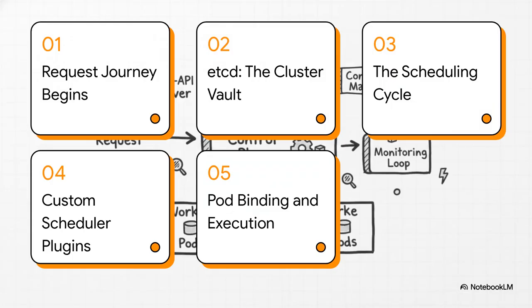Here's the roadmap for our journey today. First, the request journey begins. Second, etcd, the cluster vault. Third, the scheduling cycle. Fourth, custom scheduler plugins. And finally, pod binding and execution.